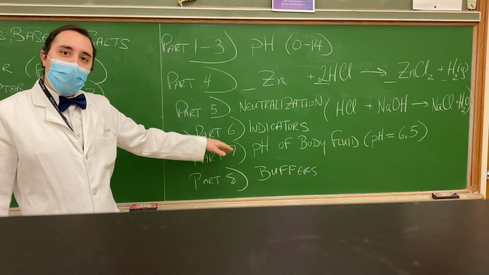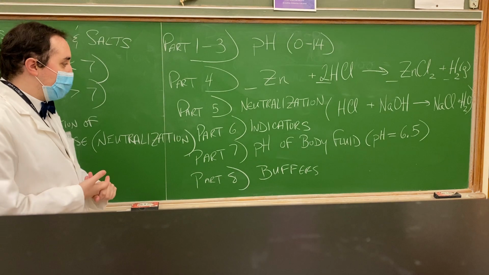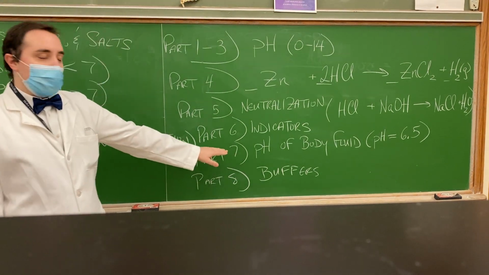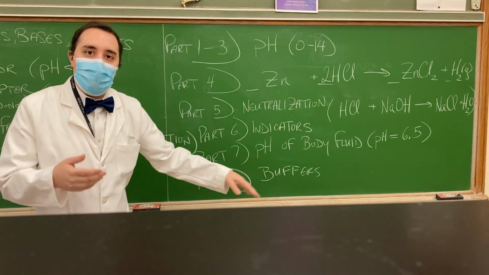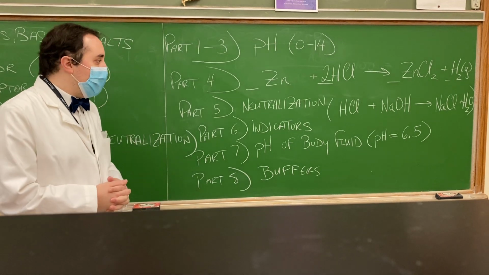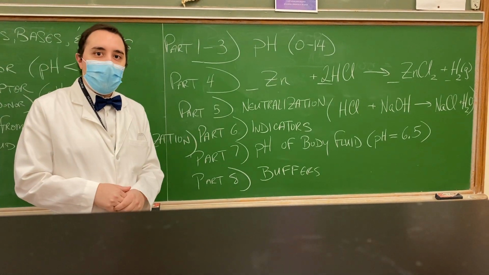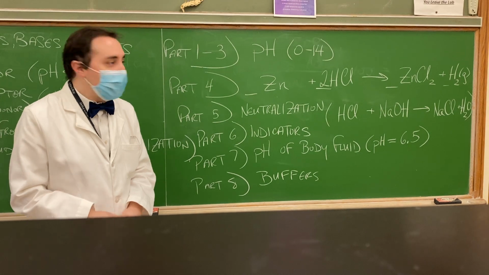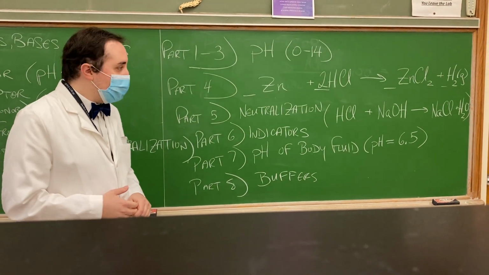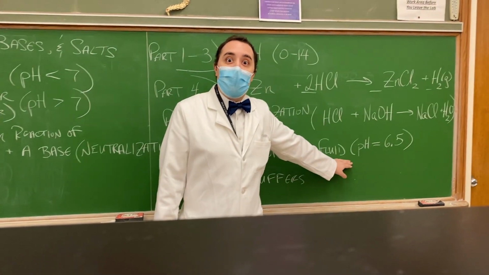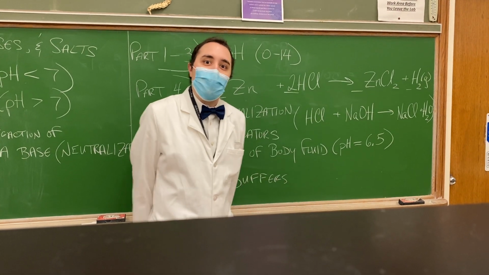We'll look at indicators, which change color depending on the pH of a solution. The pH of body fluid, due to COVID, we're not going to actually see that, but what I did was collect some body fluid, meaning I spit on a piece of pH paper. It ended up being 6.5, so put that down in your data sheet.